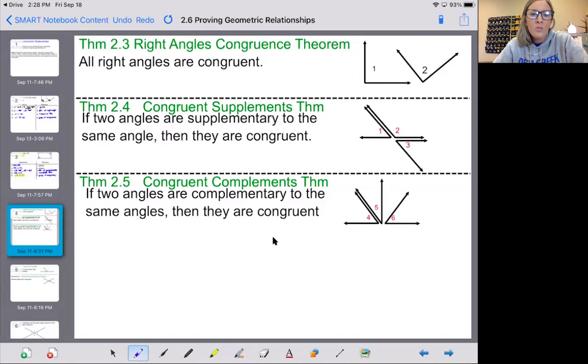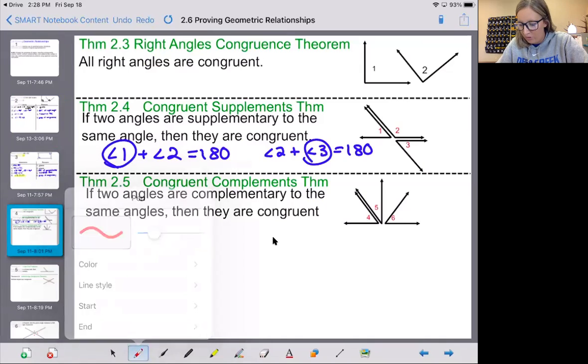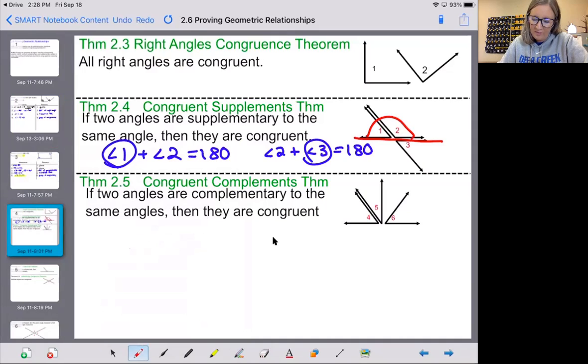So 2.4 is the congruent supplements theorem. If two angles are supplementary to the same angle, then they are congruent. So if angle 1 plus angle 2 equals 180, and angle 2 plus angle 3 equals 180, then we can say angle 1 and angle 3 must be equal to each other. And if you look over on the diagram there, it almost makes more sense here. If you look at this straight line, we have that these two angles here are supplementary because they're a linear pair. But then if you look at this line here, we see the same thing, right? We see a linear pair.